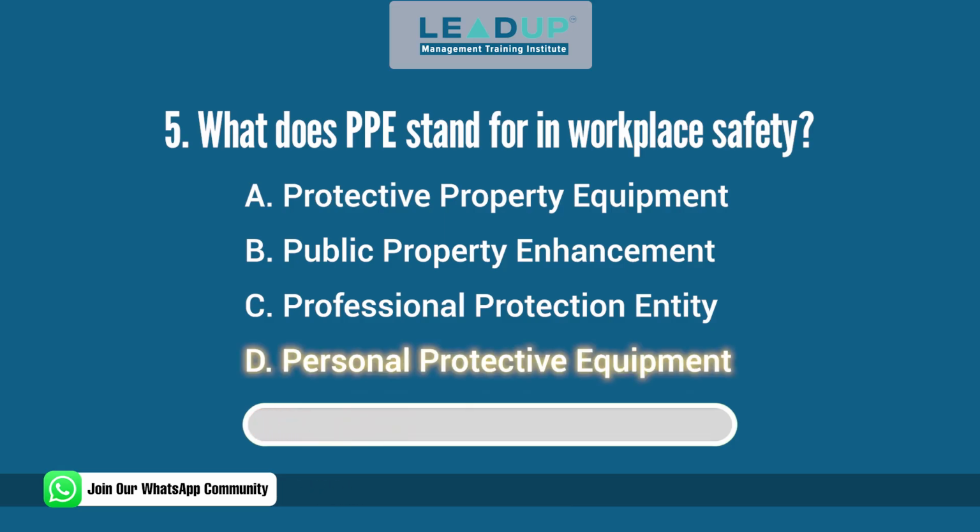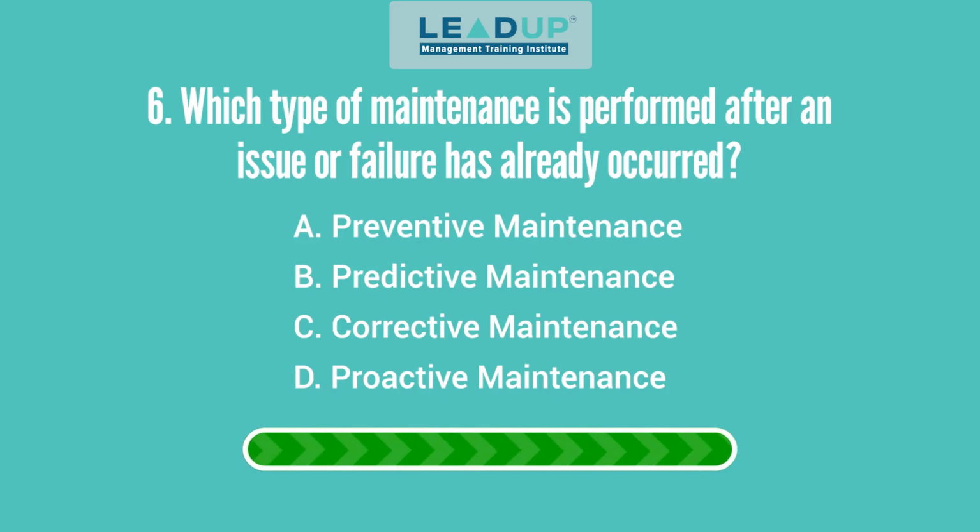Answer: personal protective equipment. Question 6. Which type of maintenance is performed after an issue or failure has already occurred? A. Preventive maintenance, B. Predictive maintenance, C. Corrective maintenance, and D. Proactive maintenance.